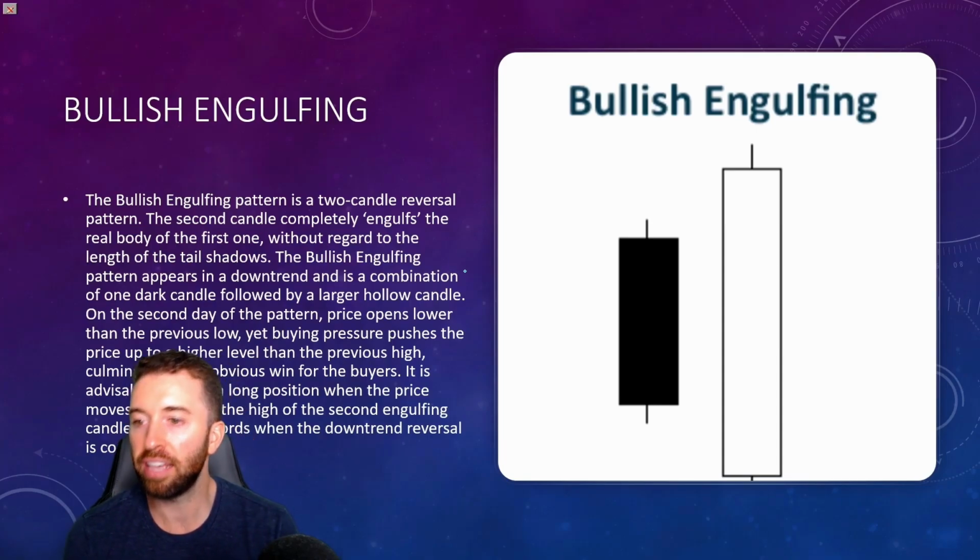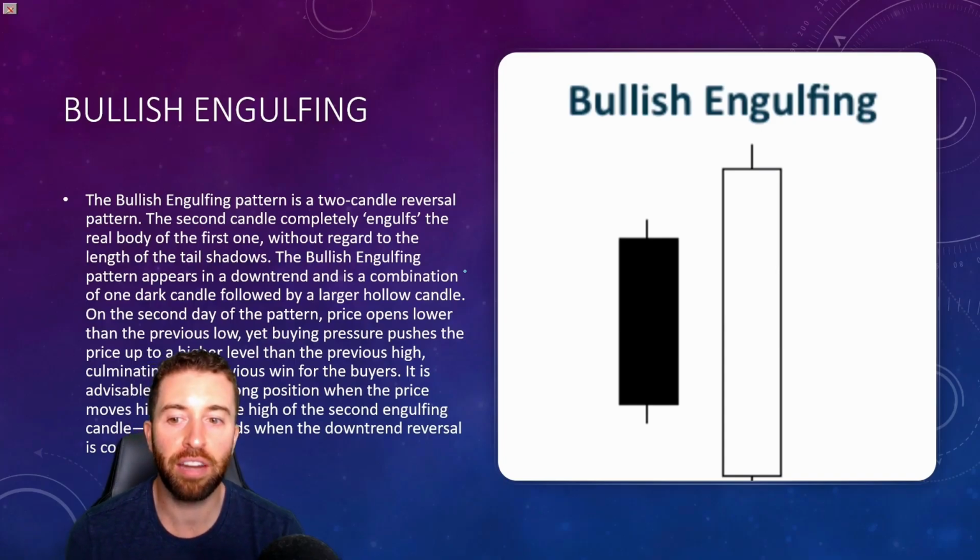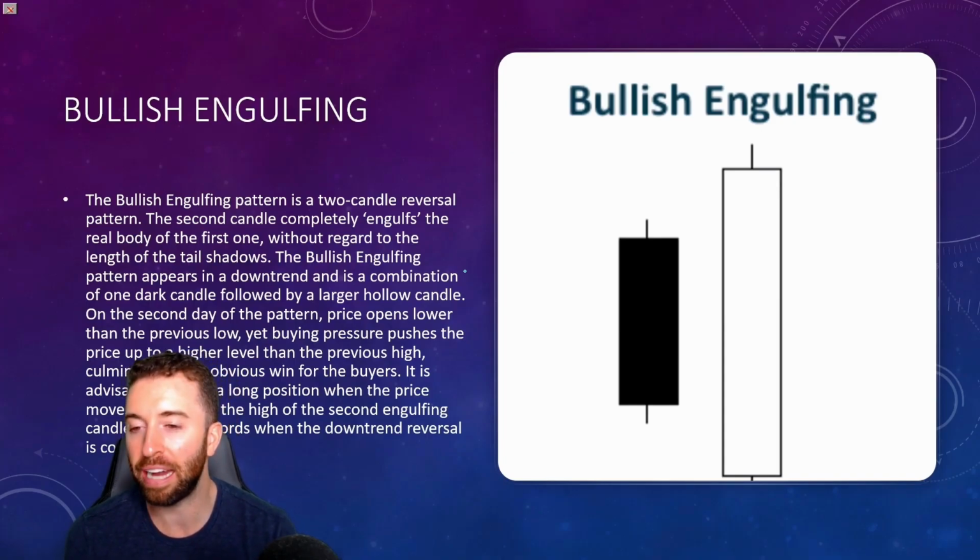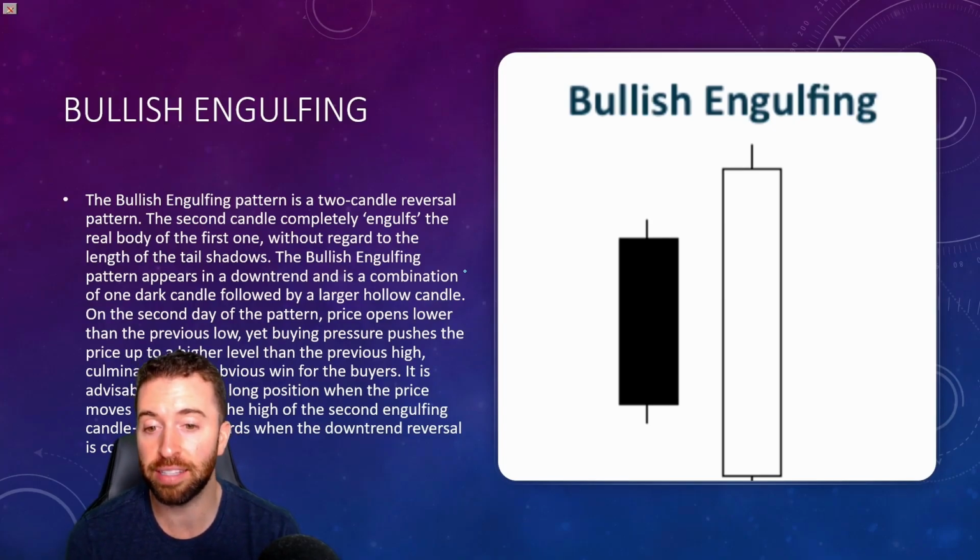What we have here is the bullish engulfing pattern, a 2-candle reversal pattern. The second candle completely engulfs the real body of the first one without regard to the length of the tails and shadows. The bullish engulfing pattern appears in a downtrend and is a combination of one dark candle followed by a larger hollow candle. On the second day of the pattern, price opens lower than the previous low, yet buying pressure pushes the price up to a level higher than the previous high, culminating in an obvious win for the buyers. It is advisable to enter a long position when the price moves higher than the high of the second engulfing candle. So you guys got that?